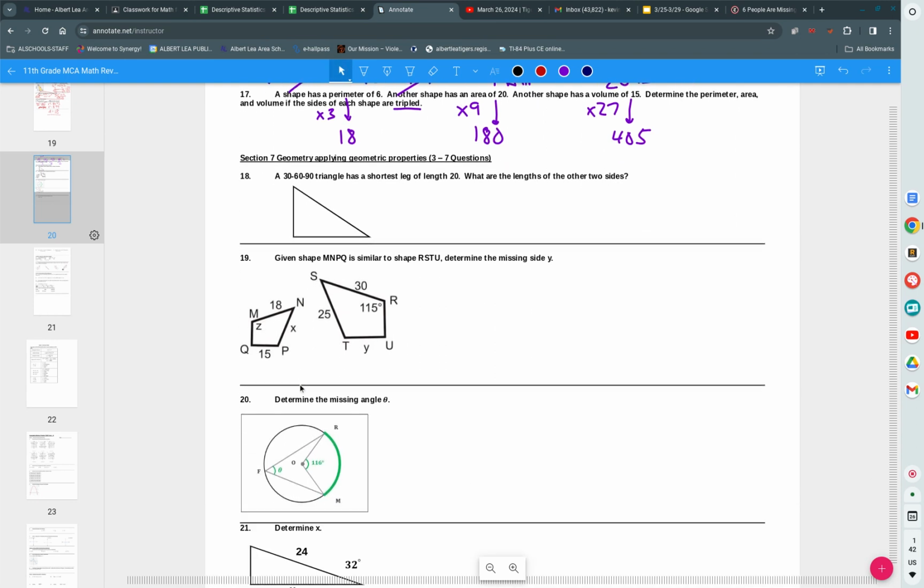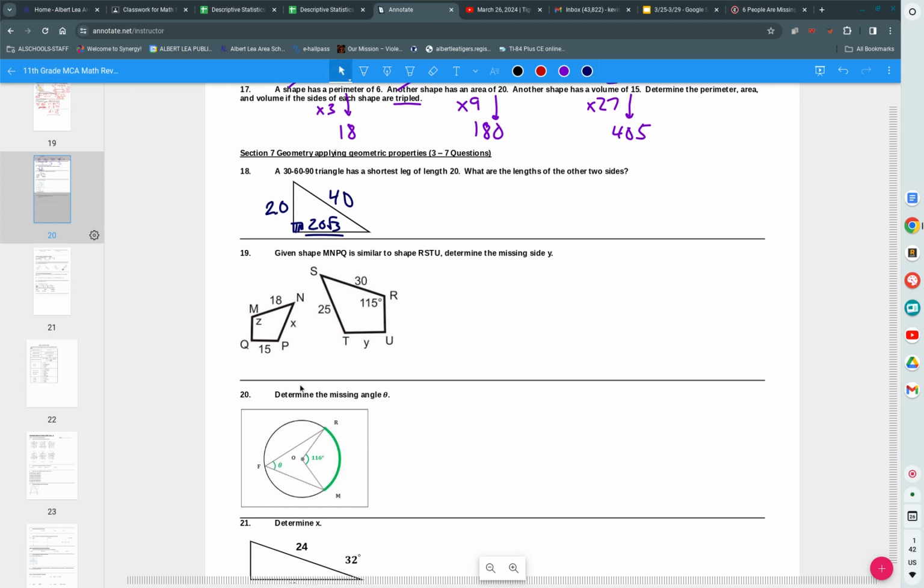All right, section 7, geometry, applying geometric properties. A 30, 60, 90 triangle, shortest leg of 20. The shortest leg is length of 20. Who can tell me what is the length of the hypotenuse? 30, 60, 90, what? 40. Why? Because it's twice the shortest leg. How do you get the longer side? Times the root of 3, good. Yep, know your 30, 60, 90 properties.